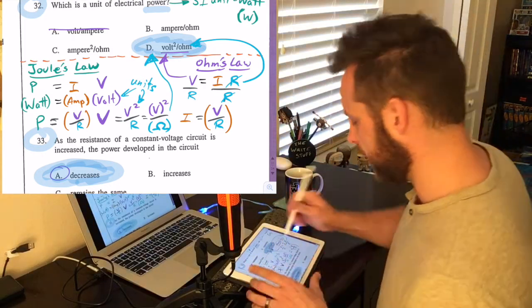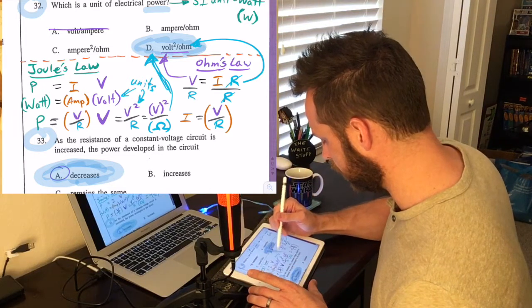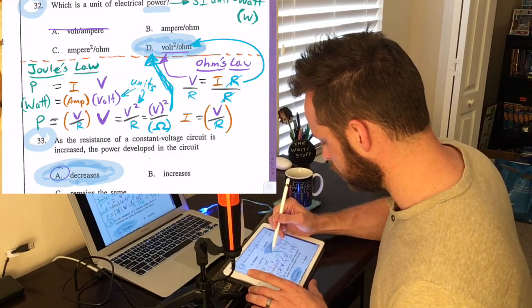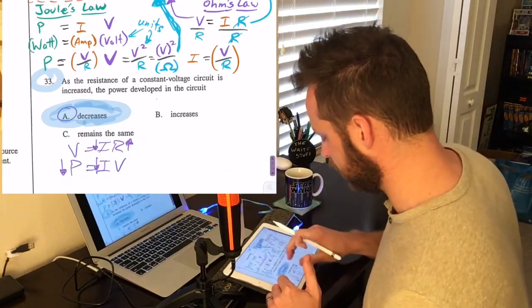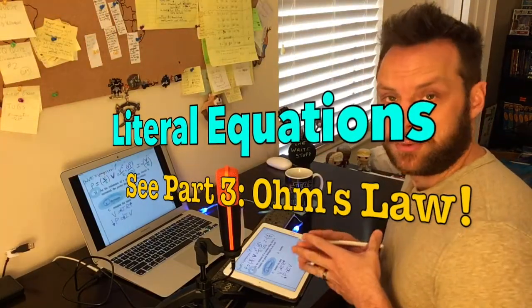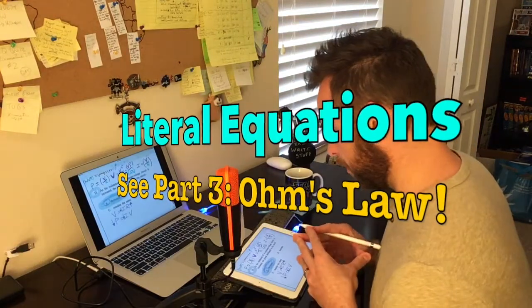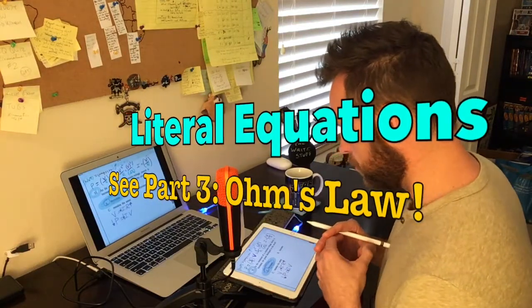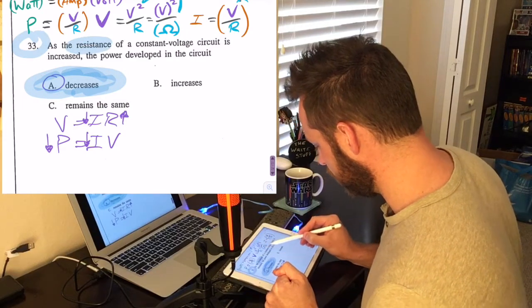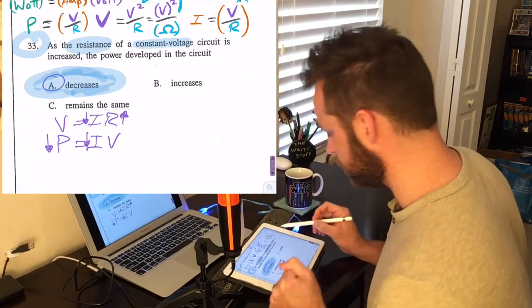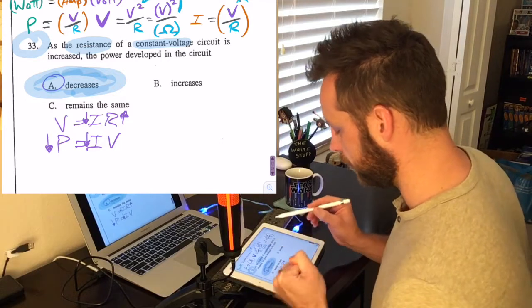This is a pretty advanced level of thinking and working with your equations. So if it doesn't seem natural to you at first, don't feel stupid. You're just developing in this area. This is literal equations. We saw this before with Ohm's law, but now we're going to combine ohms with joules. As the resistance of a constant voltage circuit is increased, the power developed in the circuit does what?